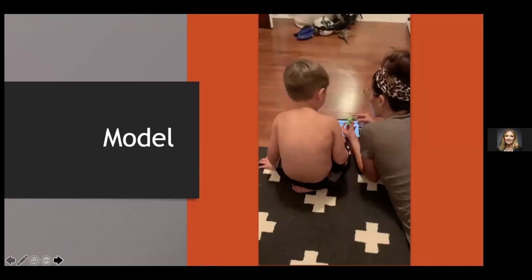Okay, so the next one is modeling. So that's S. This is your MO from the s'mores.